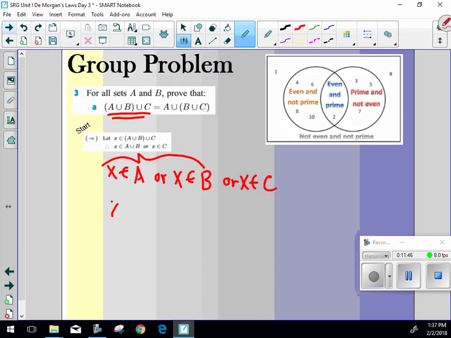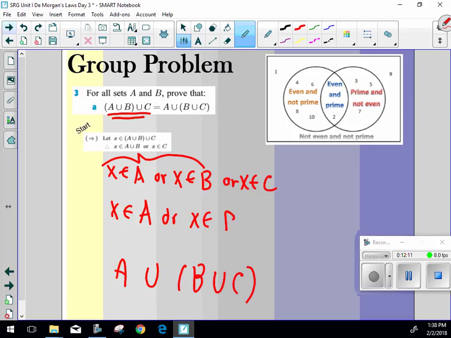Now I can say X is an element. Remember, we want to get it into this form. We can say X is an element of what? A, yep. Or X is an element of what? To make it look like this. If it's X element of B or X element of C, could you say X is an element of B union C?